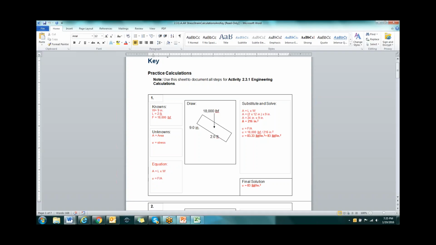But we've got a width of 9 inches, a length of 2 feet, which I would ask the kids to circle anytime our units don't match. I ask them to circle that. And we have a force of 18,000 pounds. What we don't know is the area. What we don't know is the pressure.